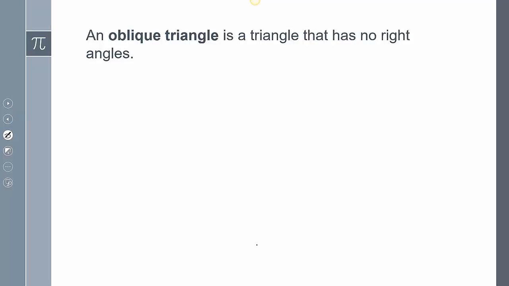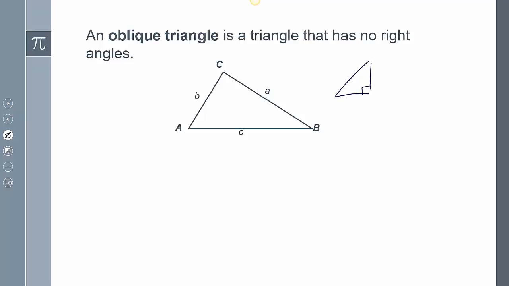Now, an oblique triangle is a triangle that has no right angles. And so this is going to be an example of an oblique triangle. This is not a right triangle. None of these angles here are going to create a 90-degree angle. Right now, we know how to solve a right triangle, or a triangle that has that 90 degrees there. We would use SOHCAHTOA. And so now we're going to learn how to solve a triangle which does not have a right angle.